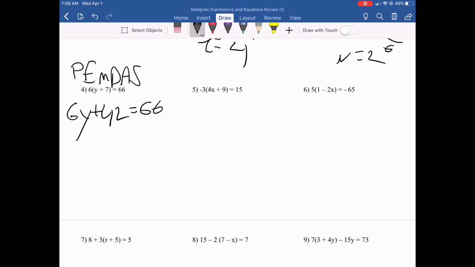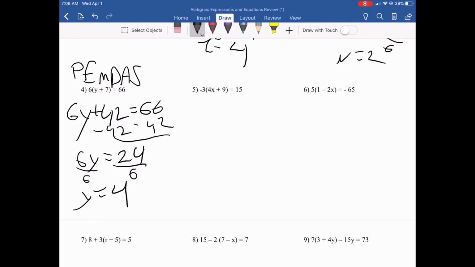We're going to get this by itself. So what I'm going to do is, this means the variable, 42, negative 42. 6y equals 24, divide by 6, divide by 6. y equals 4. Don't believe me?